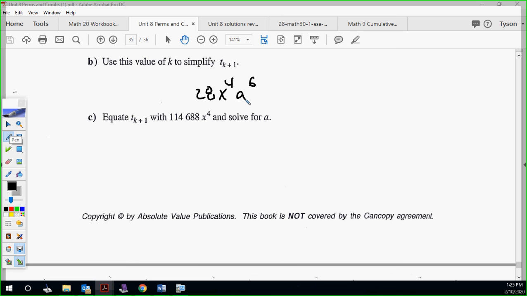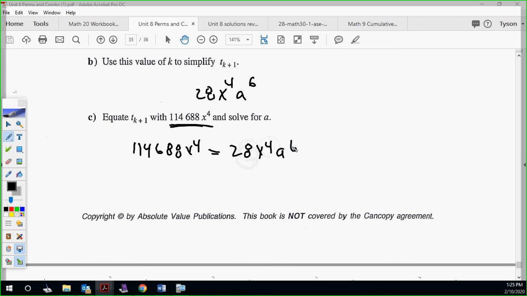x^4 a^6. There we go. 28x^4 a^6. Okay, so that says equate t of k plus 1 to this value and solve for a. What they want us to do is they're saying that a is a number. Do you understand? A is a number. So we're going to set this equal to this. You're going to see how this makes things pretty easy, actually.